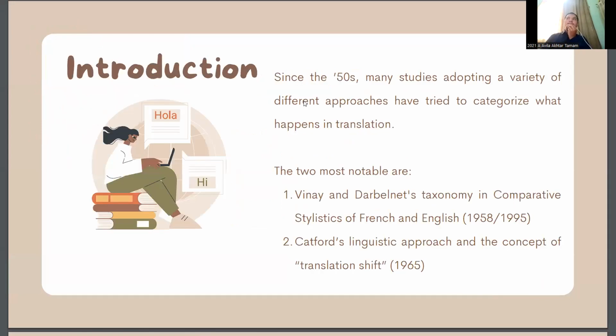Since the 50s, many studies adopting a variety of different approaches have tried to categorize what happens in translation. The two most notable are Vinay and Darbelnet's taxonomy in the comparative stylistics of French and English, and Catford's linguistic approach and the concept of translation shift.